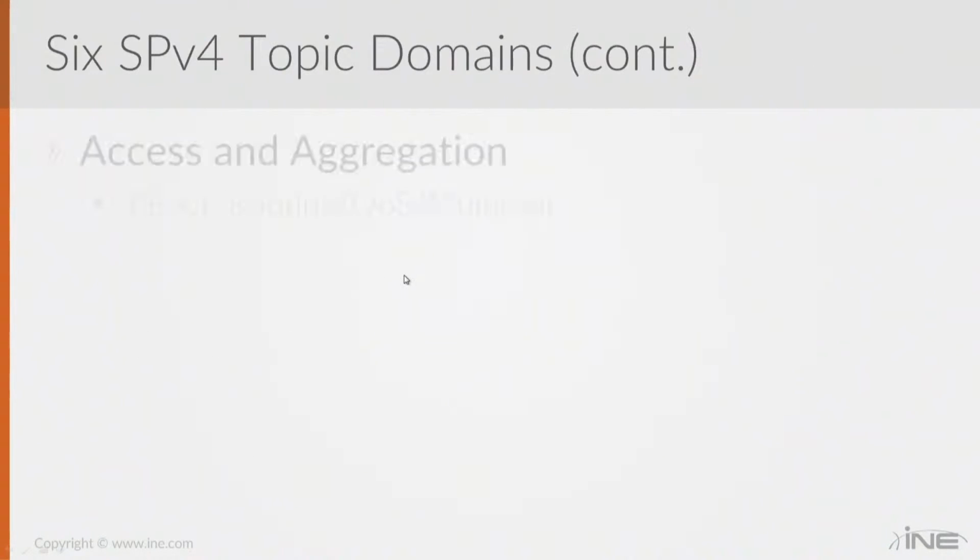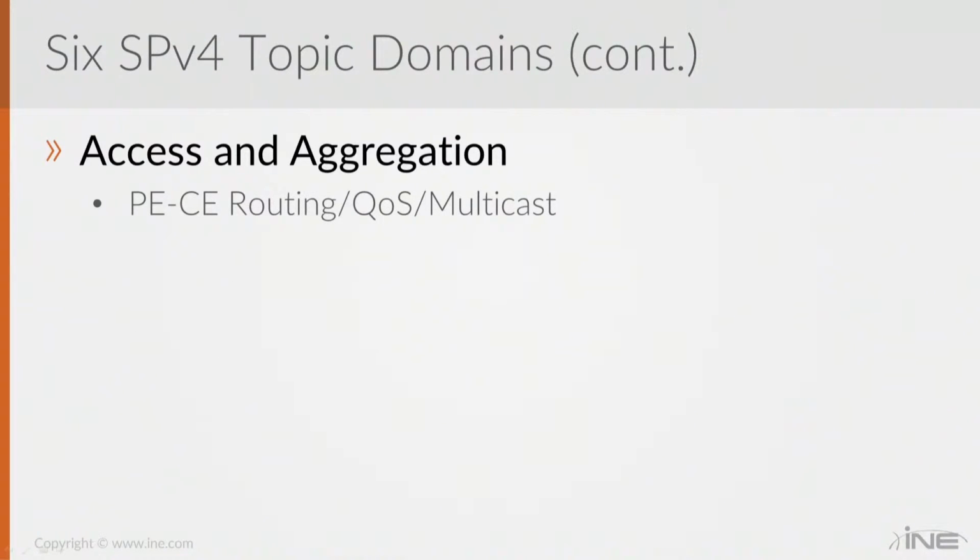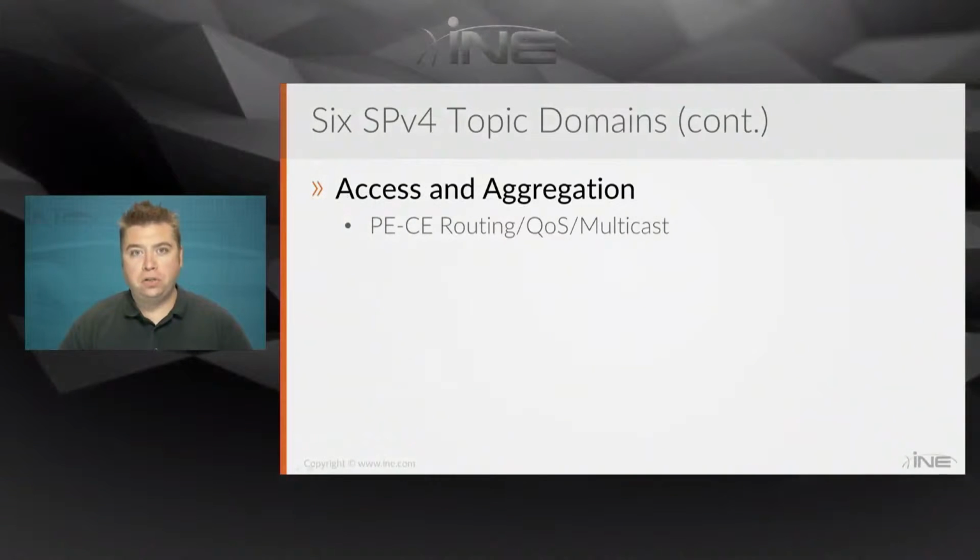Okay, then we have access and aggregation. This is where we have our PE to CE routing. So we'll see most of this is going to relate to MPLS layer 3 VPNs, because when we're doing an L2 VPN, the customer's routing infrastructure is transparent to the service provider. So L2 VPN is like legacy frame relay or legacy ATM, legacy T1, T3 connectivity, where you have a routing peering to your own customer site. You don't have a routing peering between the provider and the customer.